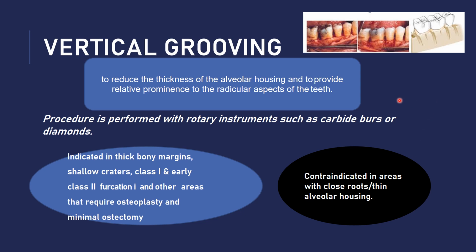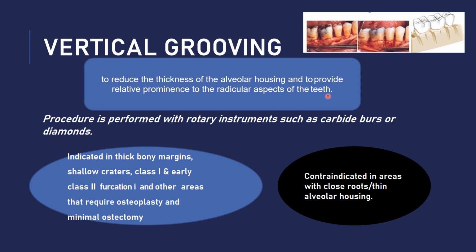What do you mean by vertical grooving? The grooving is made vertically in the interdental areas. This is to reduce the thickness of the alveolar housing and to provide relative prominence to the radicular aspects of the tooth.